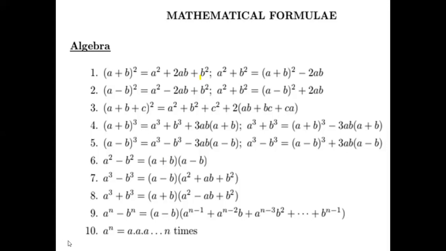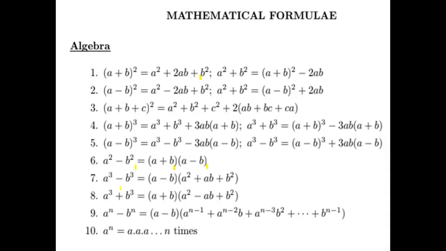Okay, this is important. Am I audible? Is there any problem? Yes, ma'am, audible. Okay, next. A square minus b square. This formula is important. A square minus b square is (a plus b) into (a minus b). A square minus b square, that is (a plus b) into (a minus b).